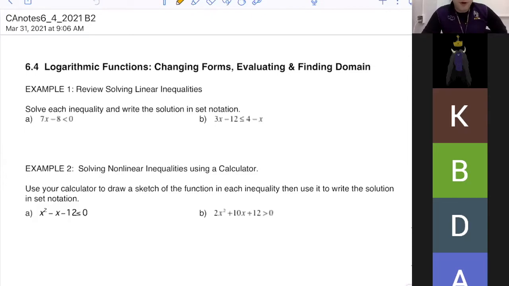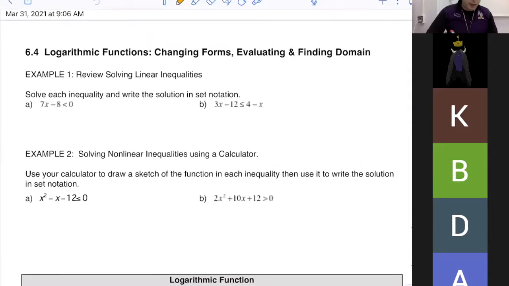So a couple things. Usually when we start off with this topic, we talk about, just as a quick review, solving linear inequalities. The reason we do this is because the domain of logarithms is going to be based on solving these inequalities. For example, having log base 10 of x, the domain is always going to be whatever the input is here, and it has to be greater than 0.